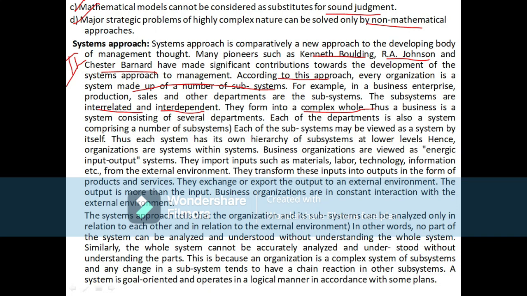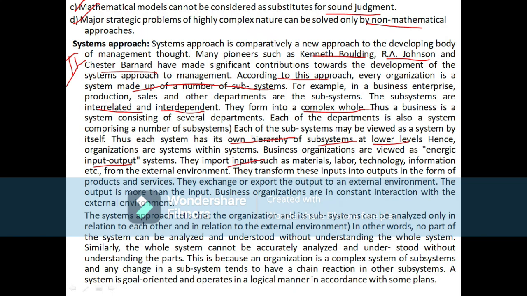Okay, and each subsystem has its own hierarchy of subsystems at lower levels. Hence organizations are systems within systems. Business organizations are viewed as energetic input-output systems, getting inputs and creating outputs. They import inputs such as materials.